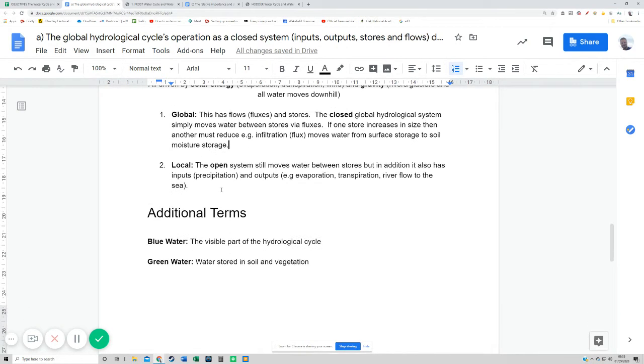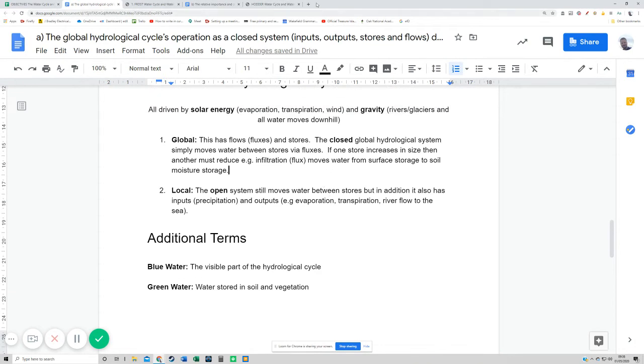An open system is a little bit different, because it still moves water between the stores, but it also has inputs and outputs. So an input to a local system might be precipitation, and an output might be evaporation. But the globe doesn't have an input, but a local place does. If you think about it, the globe, we don't have rain from elsewhere entering the global system, but a local system does.